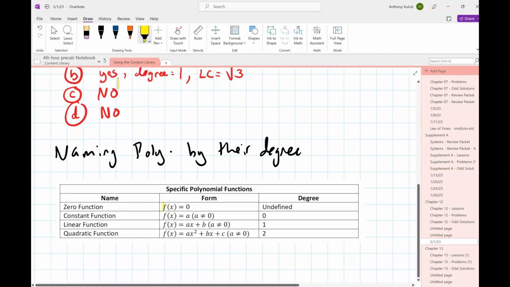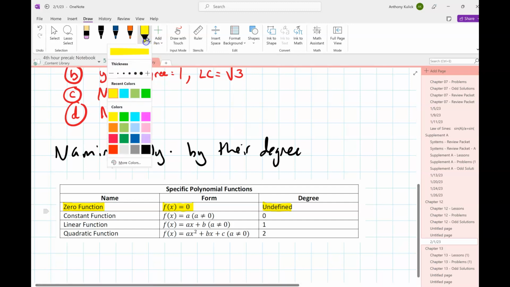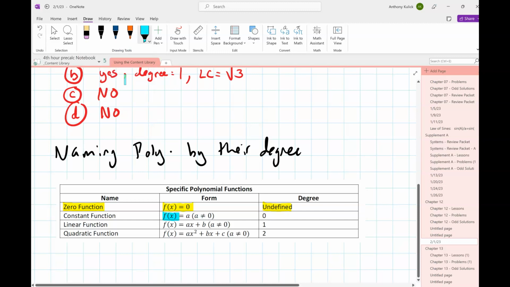So the first one, if we have f of x equals 0, that is an undefined degree polynomial. And we call that polynomial the 0 function. The next is we have f of x equals a, where a is just any non-zero real number. That's a degree 0 function. So we call it a constant function because there's no variable in there.